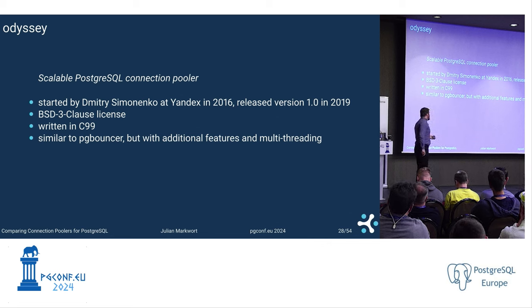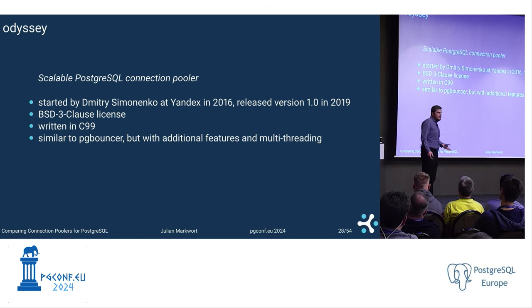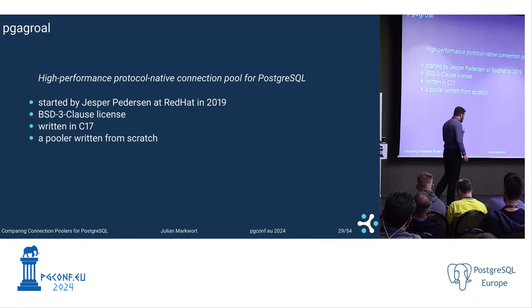Then there's Odyssey, as already mentioned, that describes itself as a scalable PostgreSQL connection pooler. It was created by Dmitry Simonenko at Yandex in 2016. I'm also hoping I pronounced that right. And the first public release, as far as I understand, is version 1.0 in 2019. It's released under the BSD3 clause license, written in C99. And it's similar to pgbouncer, but with additional features and also multi-threading, which is something that pgbouncer doesn't have, which we'll get into a bit.